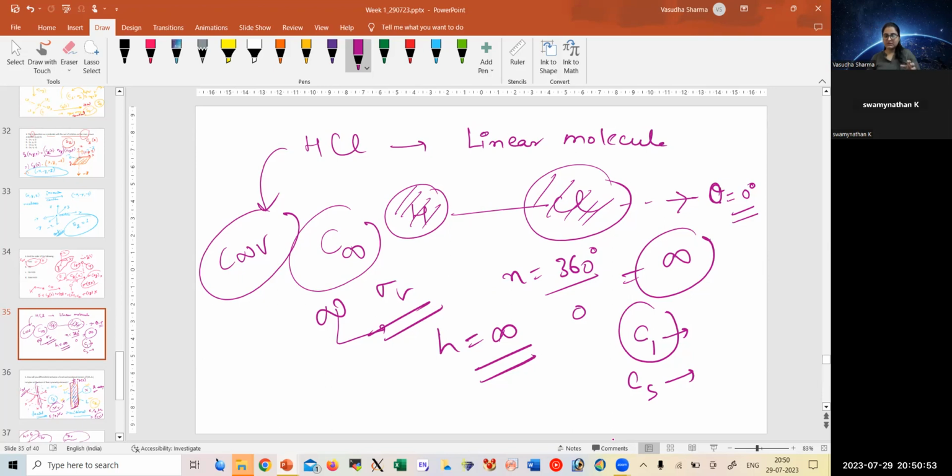C1 would have only the identity, E. CS would have E and sigma. And CI would have the identity operation and inversion. So these are the point groups. A chiral molecule can only have the identity; it can't have any symmetry element. That is why it is called chiral, and why the point group becomes C1. If something has only a plane and identity, that is CS.